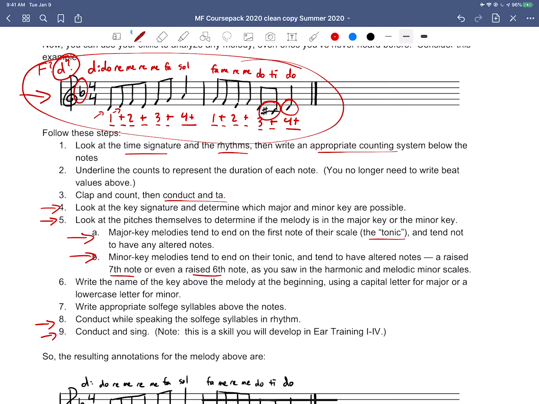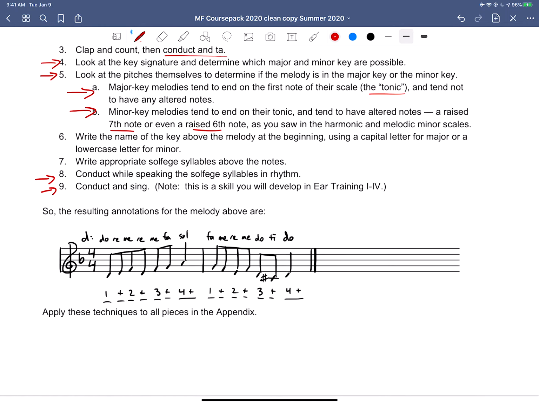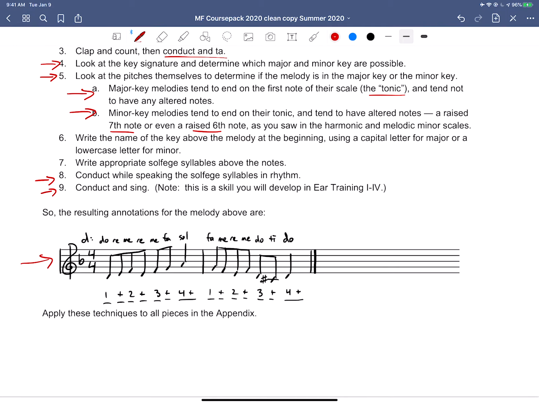What we have at the bottom of the page is the slightly neater solution, but we figured out everything that's here above. So again, I encourage you to make use of this method with whatever music you are encountering.